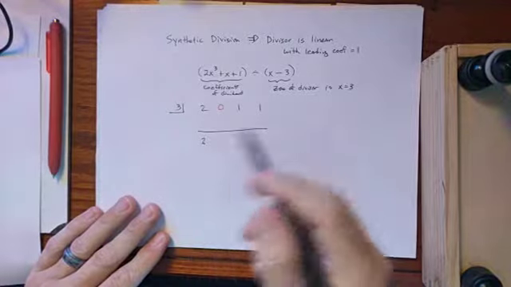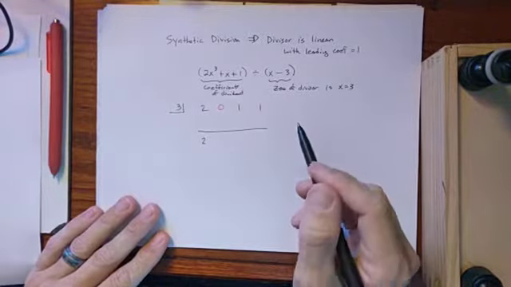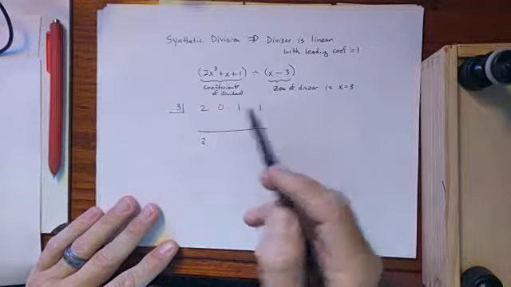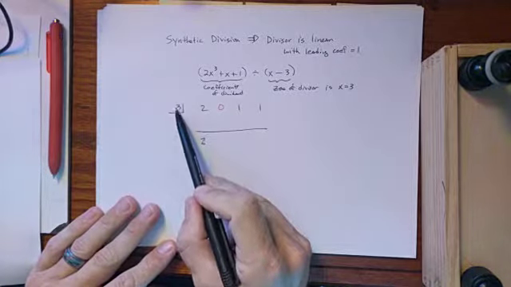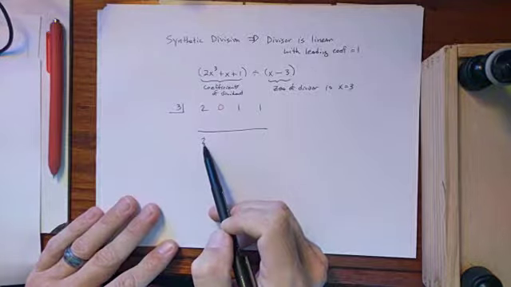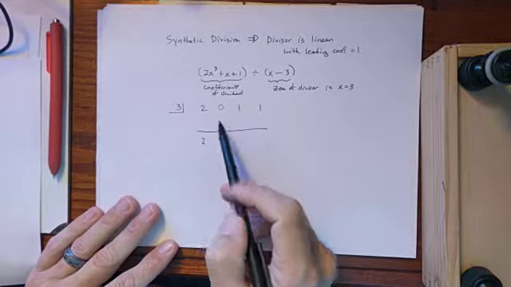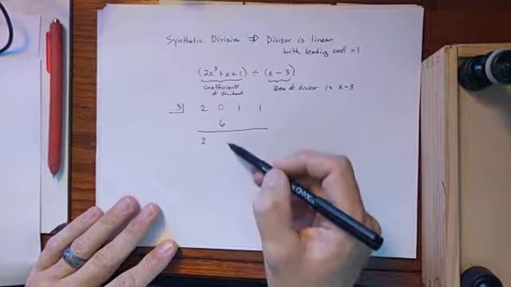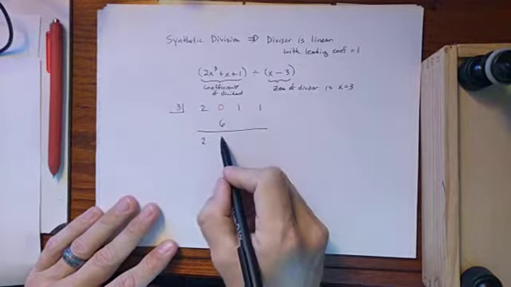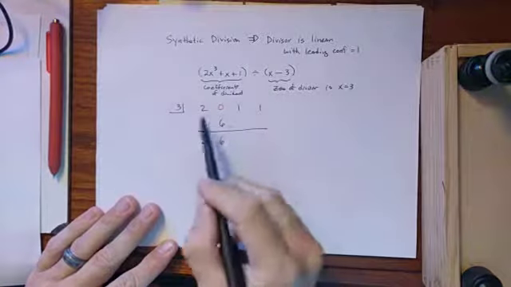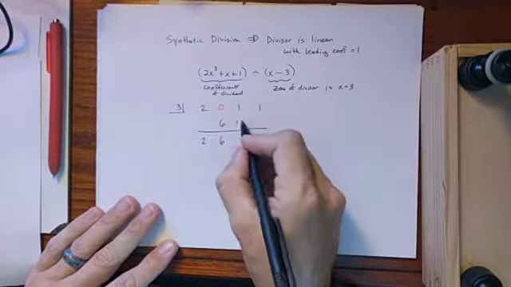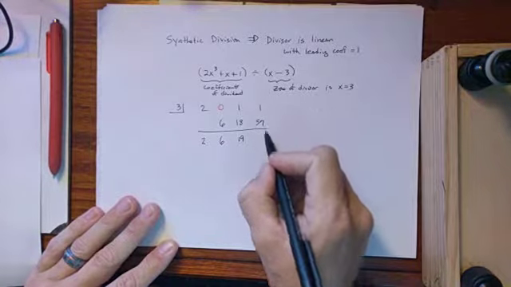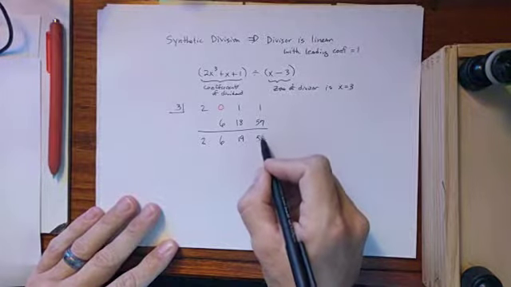All right, now you may have to replay this video multiple times to really get this process, or do several problems to get good at this. But what you do is you multiply the number in the box by the number down on the bottom and put it in the next column above the line. So 3 times 2 is 6. And then you add the column together, and you just keep doing that process over and over again. So 3 times 6 is 18, add, you get 19, 3 times 19, you get 57, and 58.